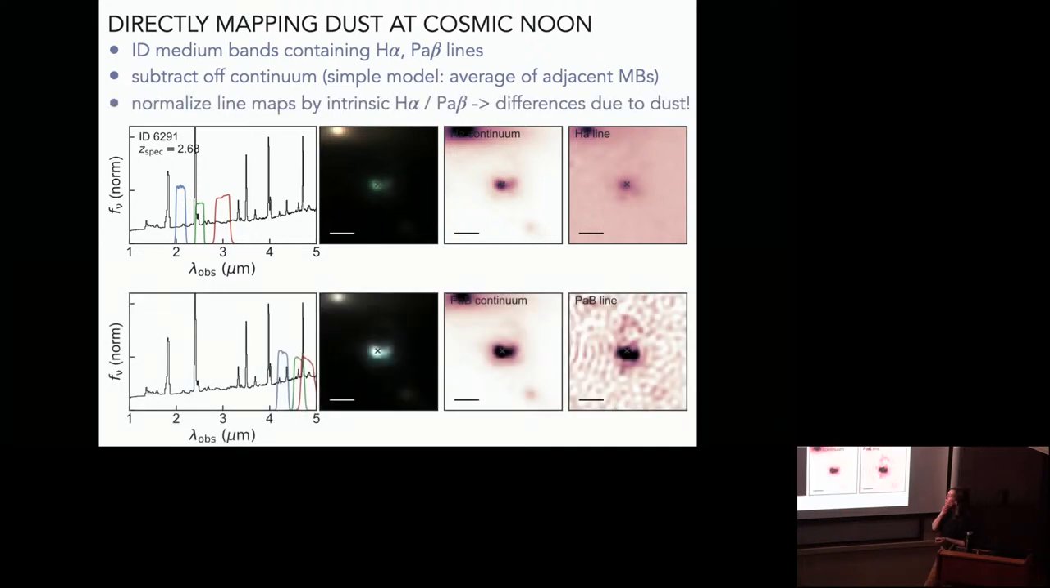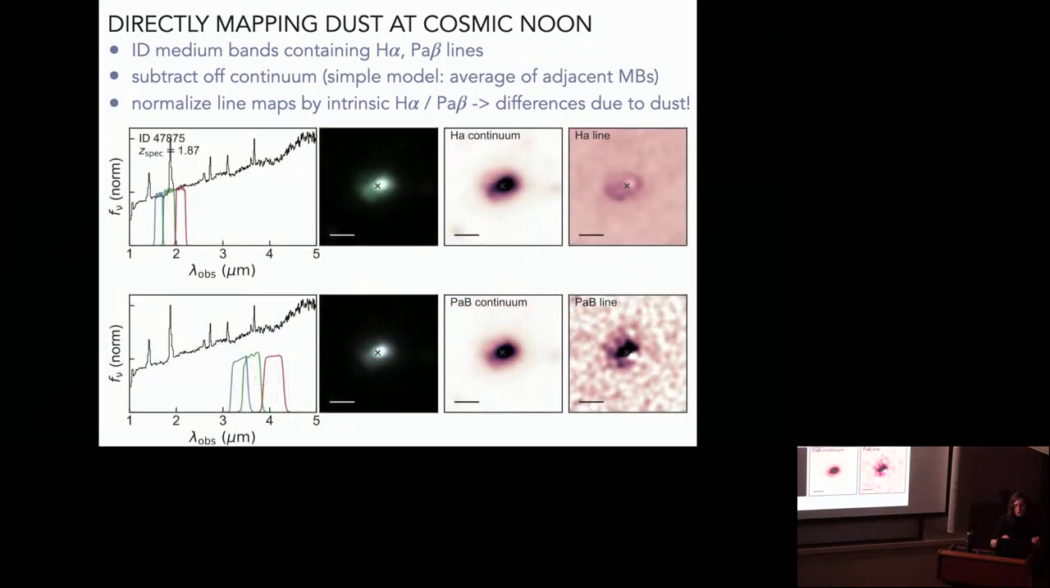And then you can do the same exact thing for the Paschen beta line. And here I've scaled these two line maps by the intrinsic ratio of Paschen beta to H-alpha. So basically the idea is that if there was no dust in this galaxy, these two maps should look identical. And they very obviously do not, just by eye, which is telling you that this galaxy has a lot of dust throughout, especially at the center.